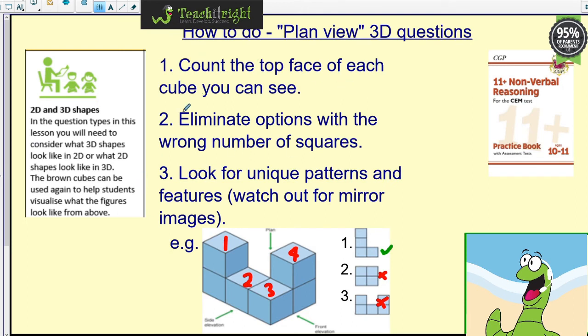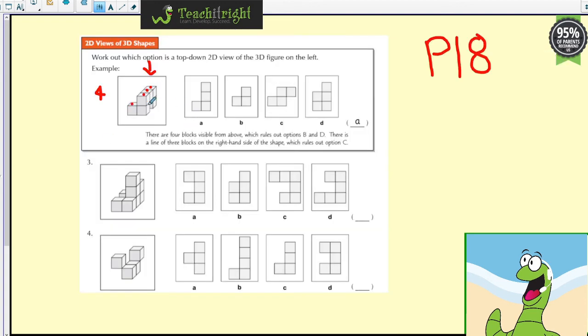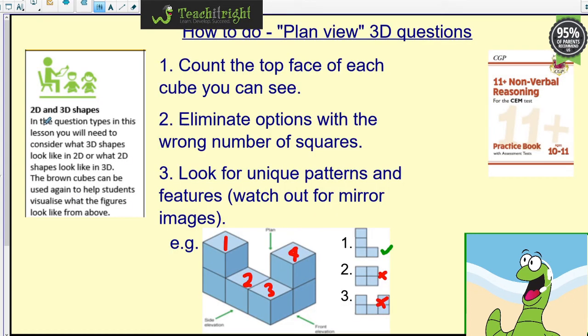Step 2 then is to eliminate options that don't have the correct number of squares. What do I mean by that? Well, in this case, we knew this had 4, so this one that's only got 1, 2, 3 can be removed. And this one here that's got 1, 2, 3, 4, 5 can be removed. And hopefully you can see that it's now really easy for us to work out. It's certainly not those 2 options.